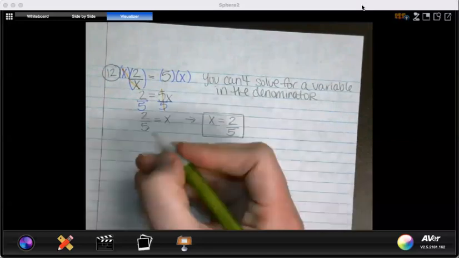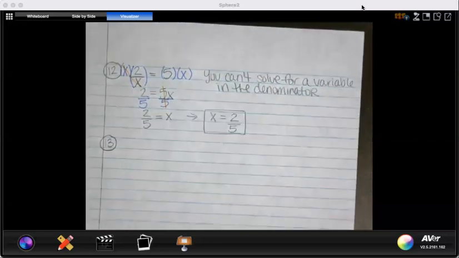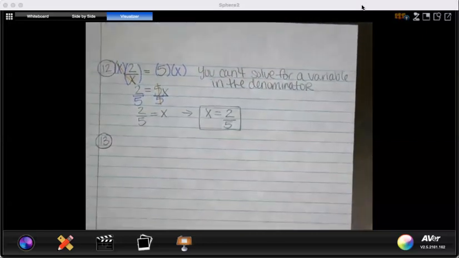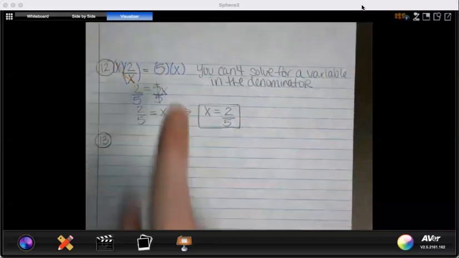So the major rule we learned here is that we cannot solve for a variable in the denominator. In order to get it out of the denominator, we multiply it to the other side, which then we can divide.